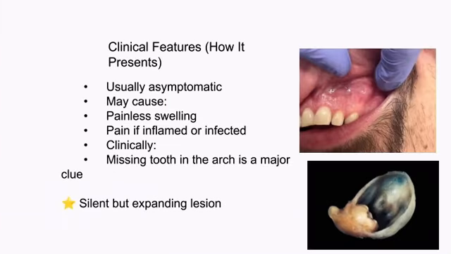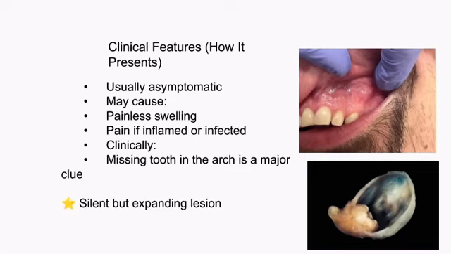Now we have to see the clinical features of dentigerous cyst, how it actually presents. Usually asymptomatic, sometimes mild swelling or pain. The arch may appear to have a missing tooth, often discovered incidentally on X-ray. So the exam tip you have to learn is that exams love testing asymptomatic versus symptomatic presentation.